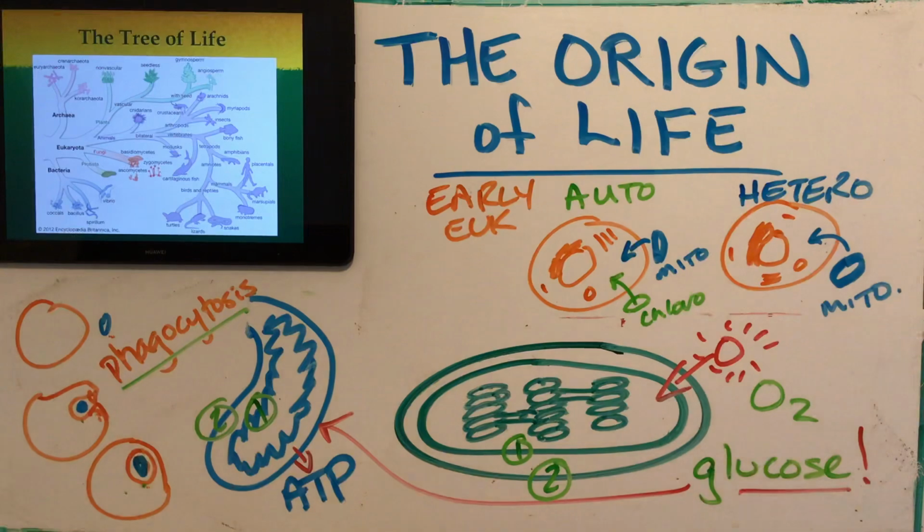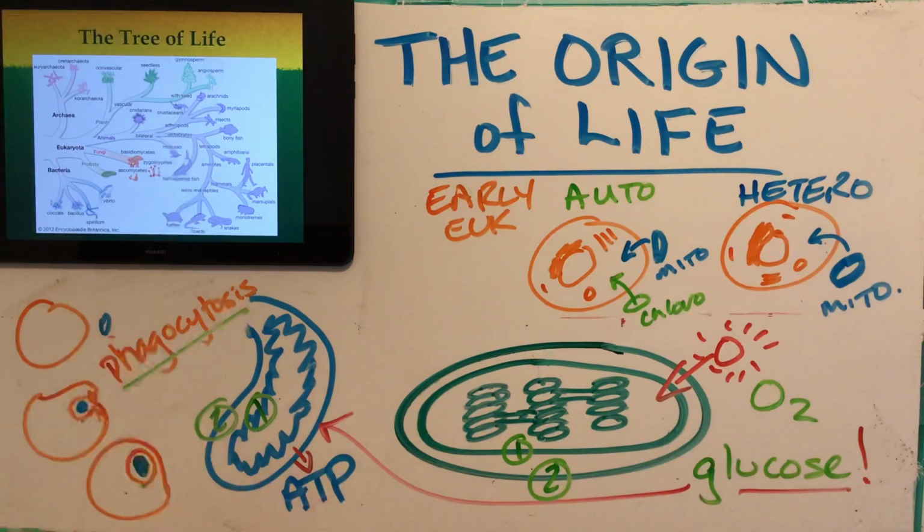Here's our tree of life here. We're almost done. So here is the universal common ancestor. And we can see the archaebacteria here and the eubacteria here. And then we have the eukaryotes stemming from here. So the question always is, who are we most closely related to, the archaebacteria or the eubacteria, the new school ones or the old school ones?